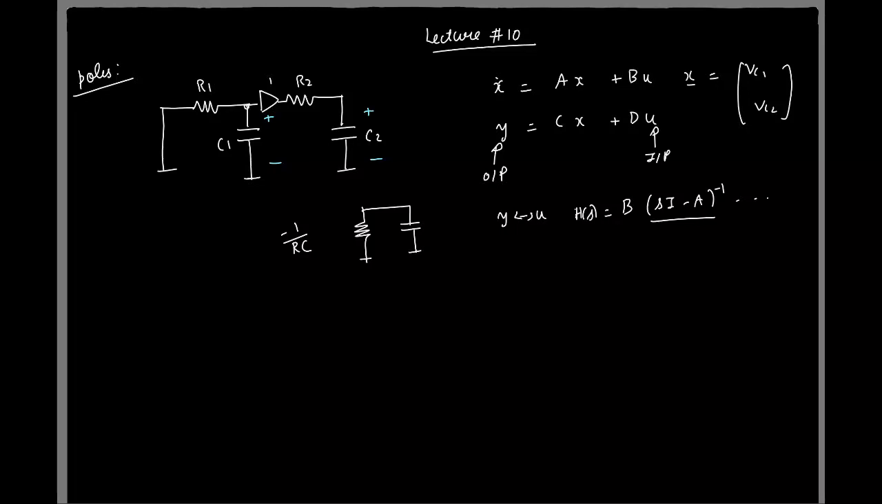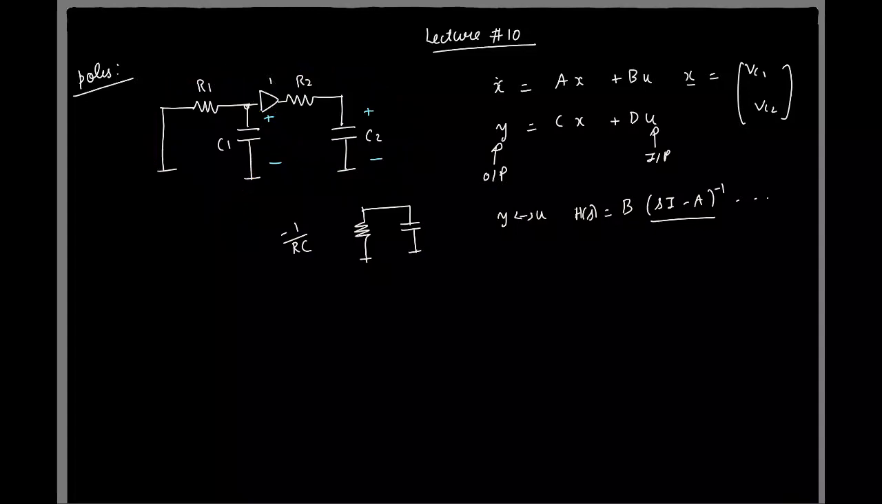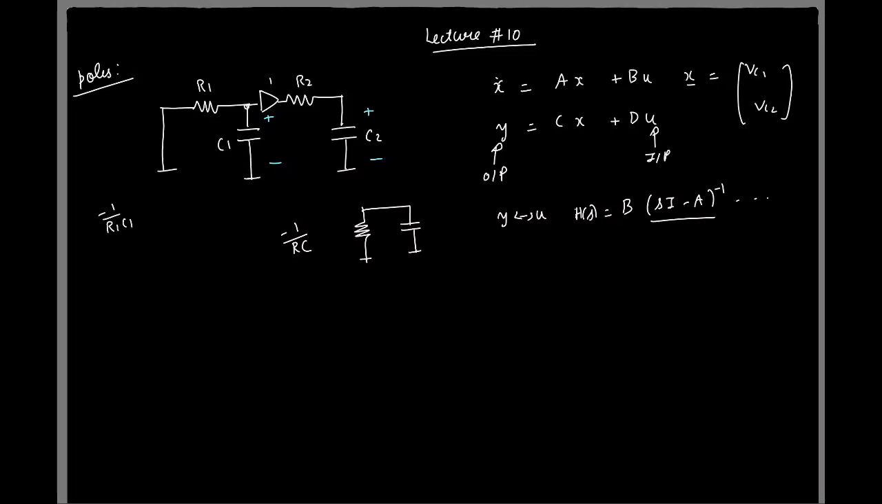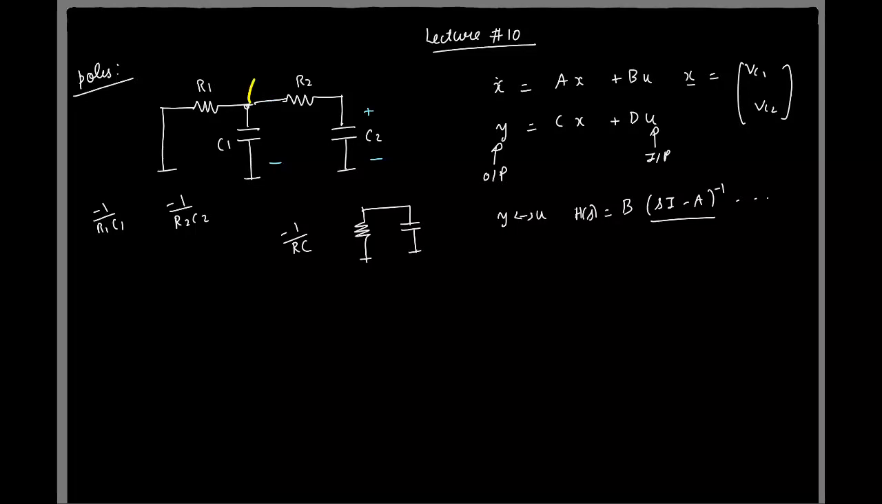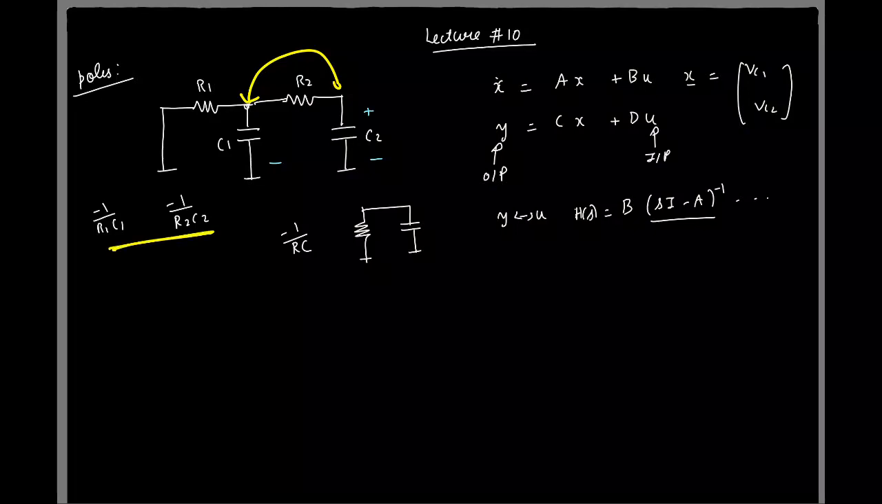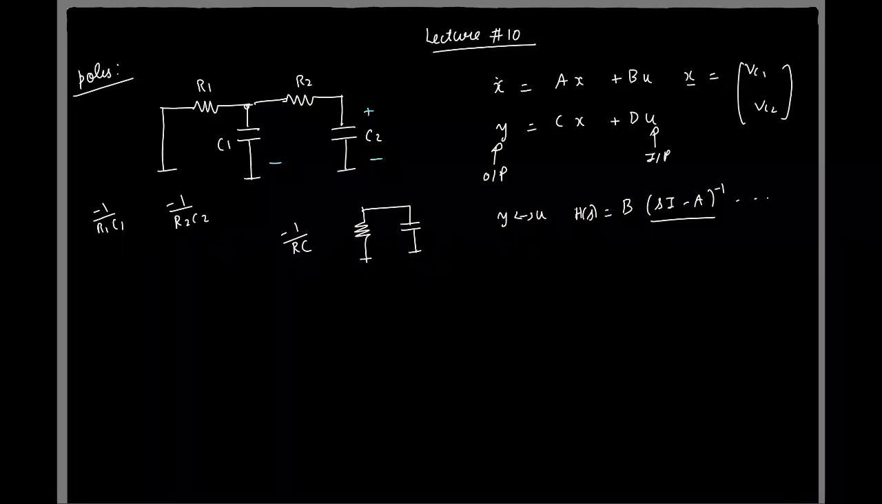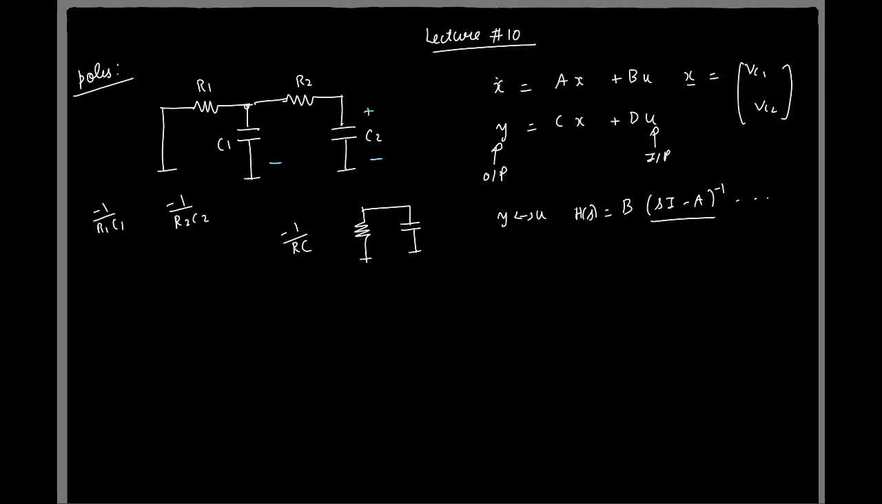If you think about it, this section is now isolated from this section, right? Individually, if I take the left section, it had a pole of minus 1 by R1 C1. The right side RC has a pole of minus 1 by R2 C2. The act of putting this voltage buffer here separates these two. So these are the poles. But the moment you remove the buffer and make a connection like this, there is a strong coupling between these two, and these will no longer be the pole locations. The point I'm making is, if you have isolated RC sections separated by some buffer, it becomes trivial. But if not, we'll have to sit and work it out.